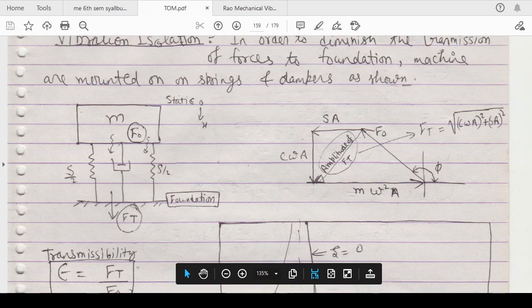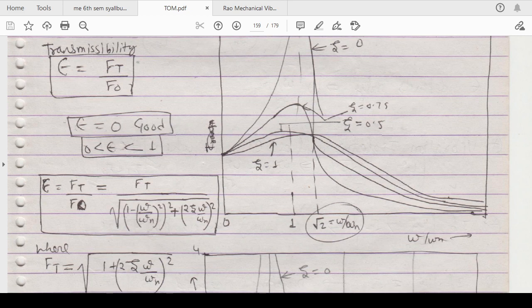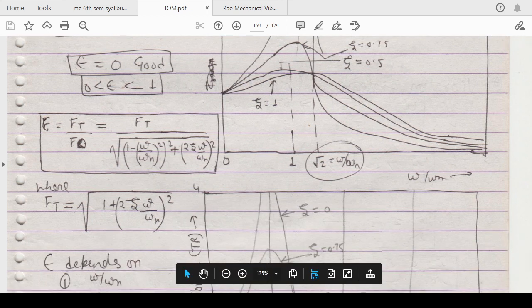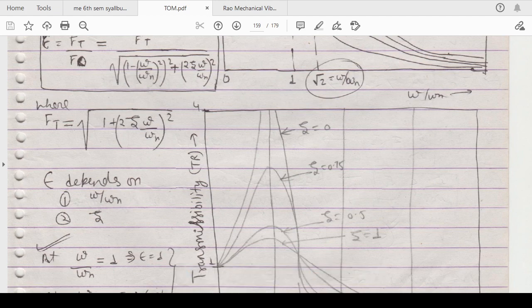Similarly, you can also draw this particular curve, and you can see that if the ratio is equal to 0, then it is good, and as per the real condition, this transmissibility ratio tends from 0 to 1. So this epsilon, or transmissibility ratio, is Ft divided by F naught. The value of F naught is this particular formula. This epsilon, or transmissibility, depends on omega by omega n and zeta.